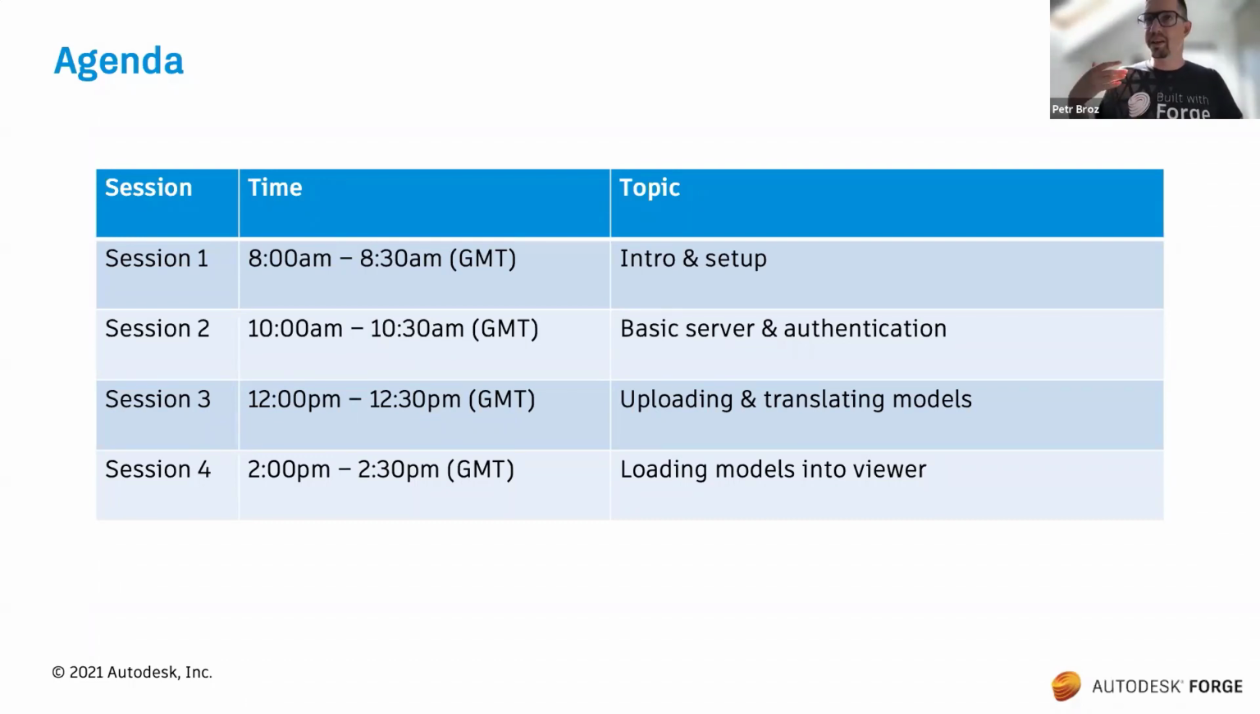And then in the next session, in session 2, we're going to start implementing a basic Node.js Express.js application. We're going to provide some standard authentication endpoint for generating access tokens. In session 3, we're going to add logic for uploading and translating our models. And finally, in the last session today, we're going to put together all this server-side functionality with a piece of UI where we're finally going to allow our users to upload files, translate them, and open them in the viewer.